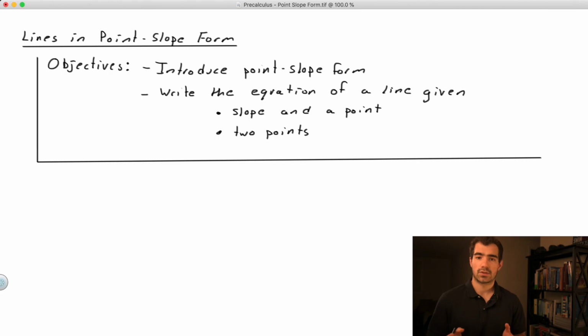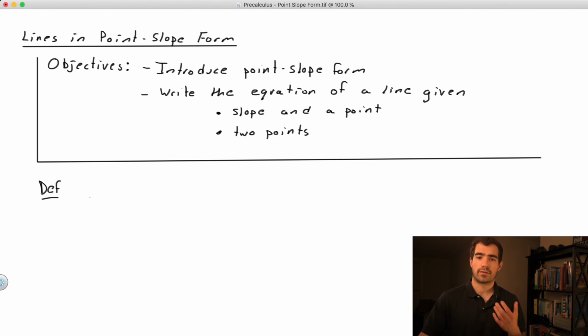Throughout the semester in this course, we're going to be exploring a lot of different types of functions and their equations. First, we're going to start though with linear functions, or in other words, lines. Linear functions can be expressed in a few different forms, but for this first video here, we're going to start with what's called the point-slope form.